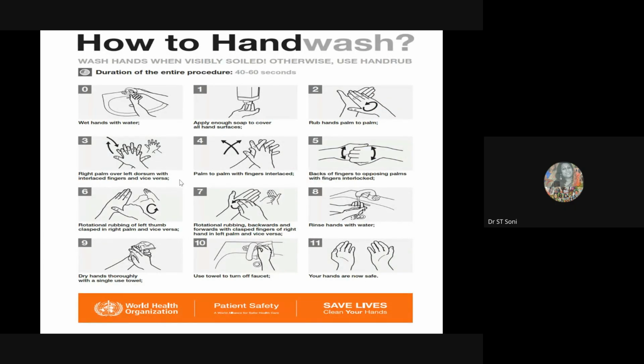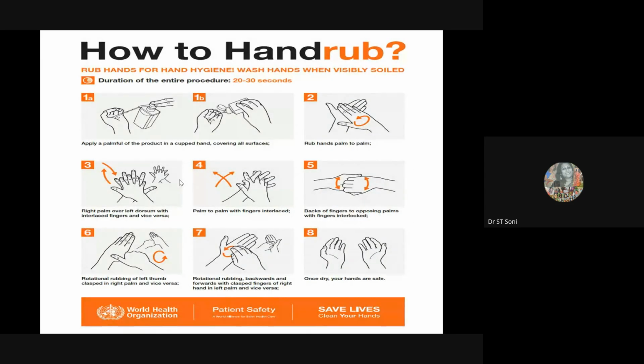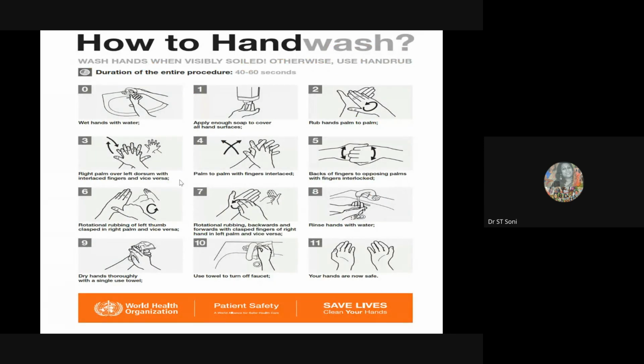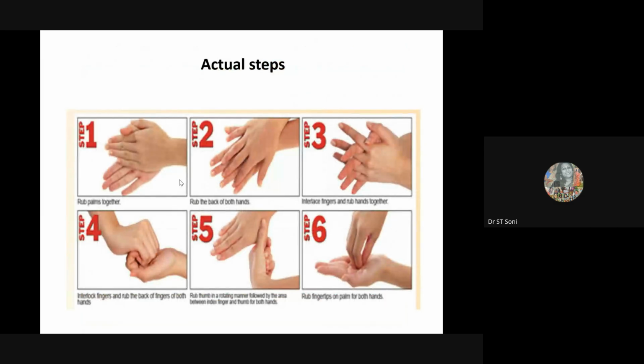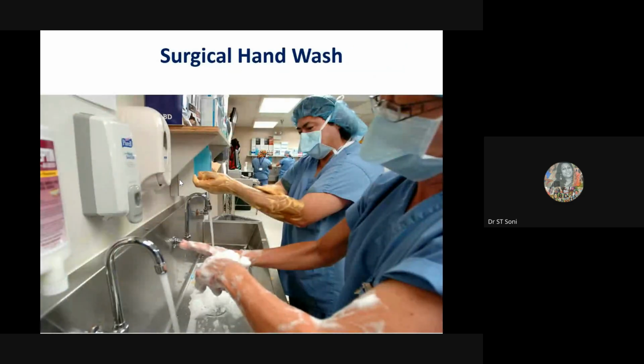So these are the 7 steps of hand hygiene as per the WHO, and all the steps are supposed to be followed religiously. So hand wash is supposed to be done when the hands are visibly soiled, but we can use hand rub in between patients, when there is no facility for hand hygiene, and in a critical care setting. So in ICU, moving from one patient to another, you can use your hand rubs. So these are your actual hand hygiene steps.